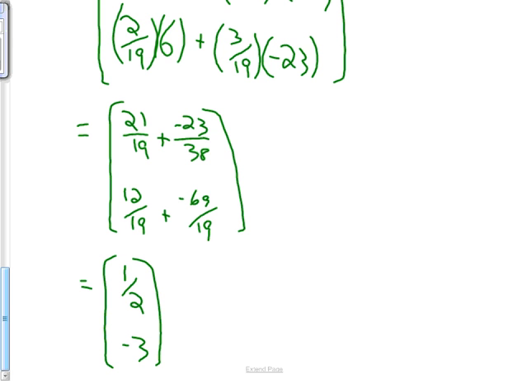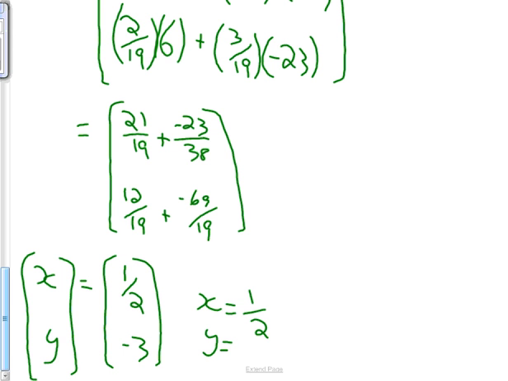And this is equal to, remember all the way at the top, x, y. Matrices are equal if they have the same dimensions and corresponding parts are equal. So what does x equal? What does y equal? That's how you figure that out.